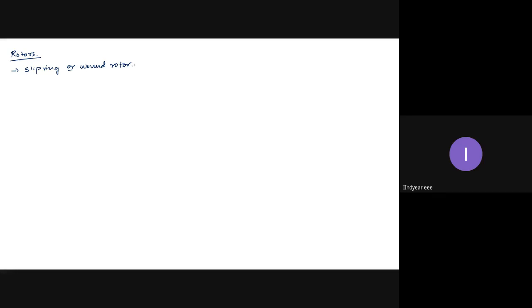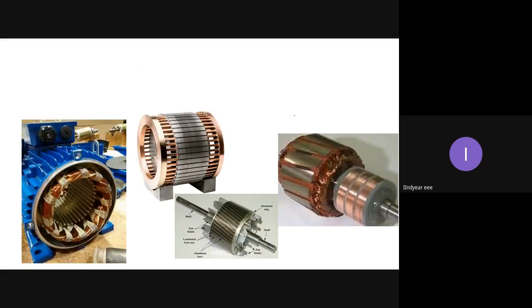So this slip ring or wound rotor, you can see. So this is a slip ring rotor. This is a cage rotor. This is stator. So say stator is a hollow cylindrical structure in which the inner periphery is punched with the slots and a three-phase distributed winding is placed.